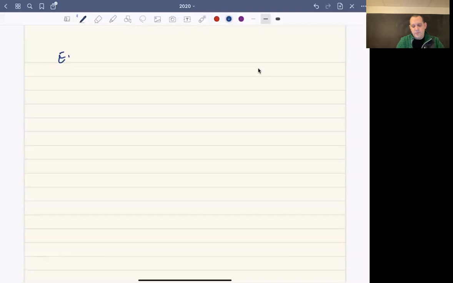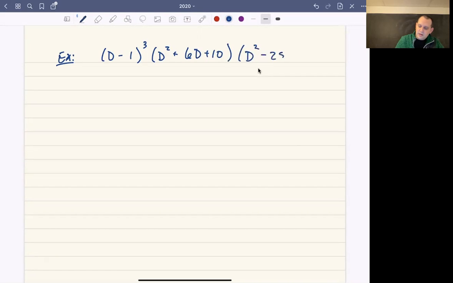This differential equation operator notation is going to allow us to do pretty complicated differential equations. So for example, we could look at (D minus 1) cubed times (D squared plus 6D plus 10) times (D squared minus 25) y equals 0. And so this would be a 7th degree differential equation, homogeneous, linear, constant coefficients. But we've already done all the algebra already.